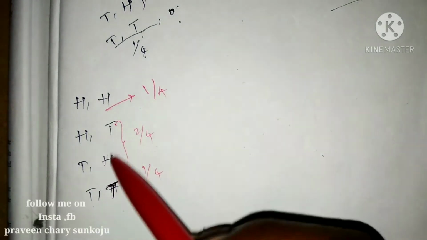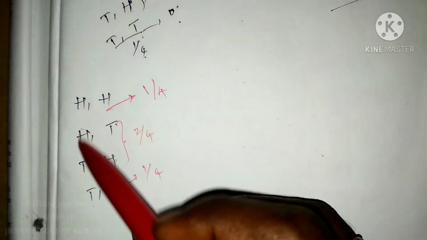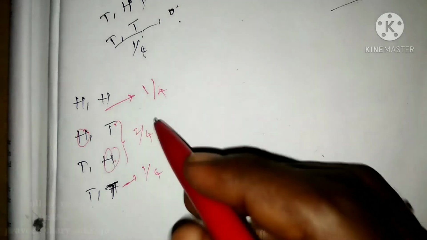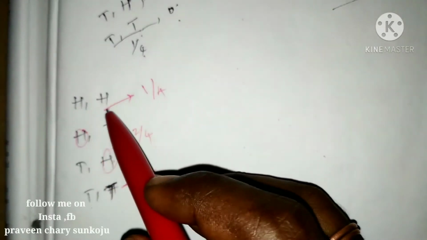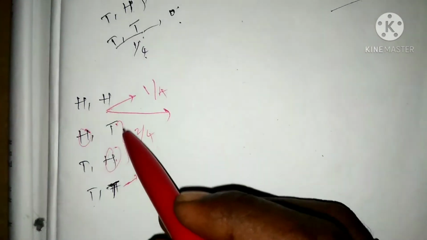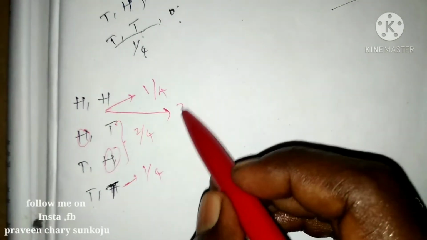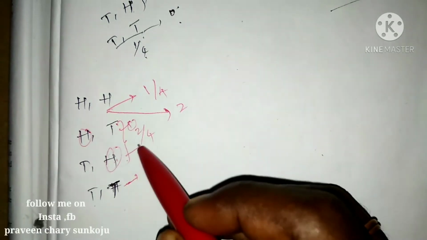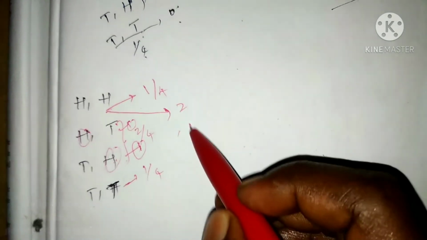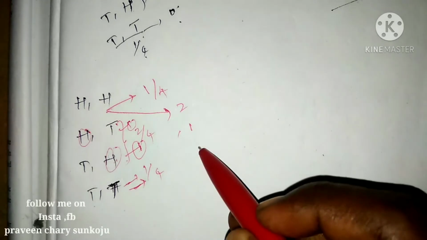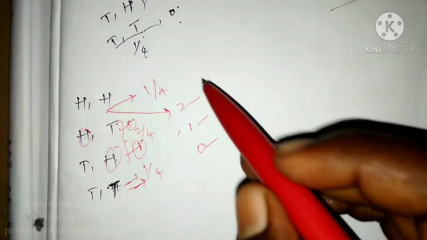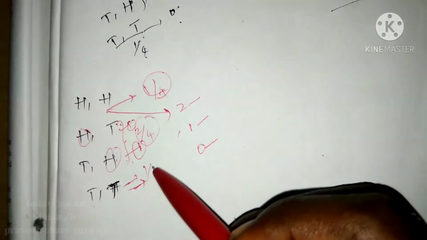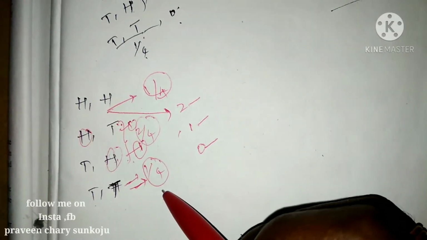And next, these 2 have only one head on tossing, so we take x as 1, and this is 2 by 4. Here there are no heads, so we take 0, and this is going to be 1 by 4. So x takes the values 0, 1, 2 with probabilities 1 by 4, 2 by 4, and 1 by 4.